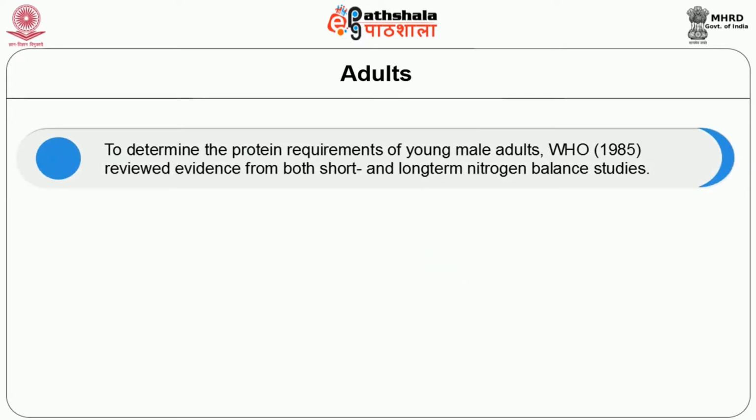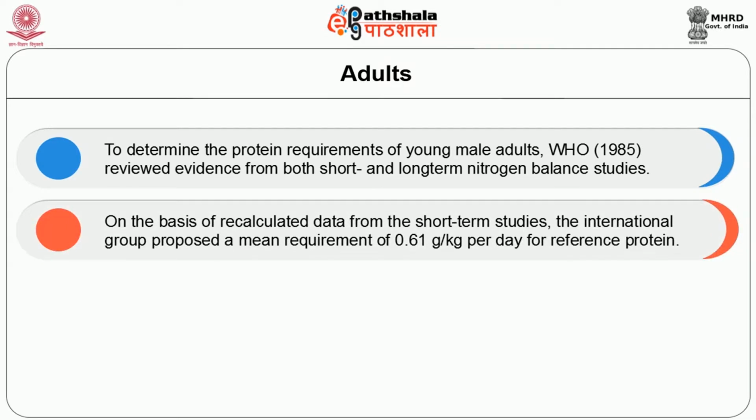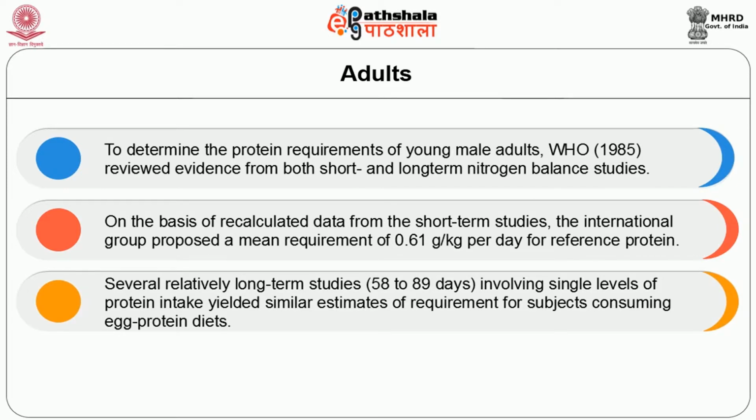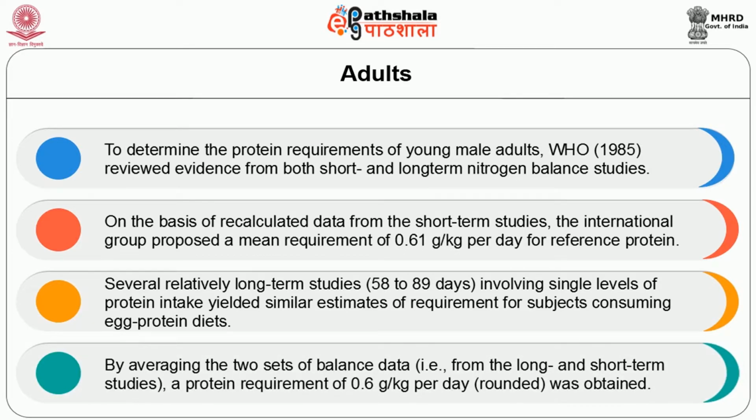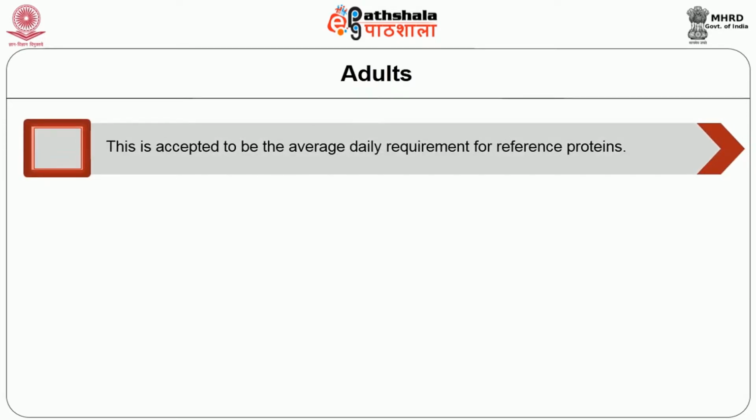To determine the protein requirements of young male adults, WHO in 1985 reviewed evidence from both short and long-term nitrogen balance studies. On the basis of recalculated data from the short-term studies, the international group proposed a mean requirement of 0.6 gram per kg per day for reference protein. Several relatively long-term studies involving single levels of protein intake yielded similar estimates of requirements for subjects consuming an egg protein diet. By averaging the two sets of balance data, a protein requirement of 0.6 gram per kg per day was obtained. This is accepted to be the average daily requirement of reference protein.